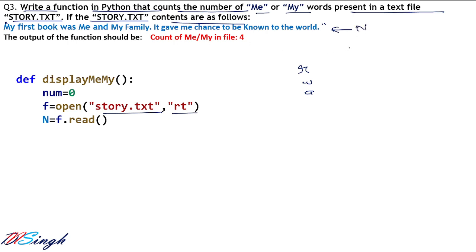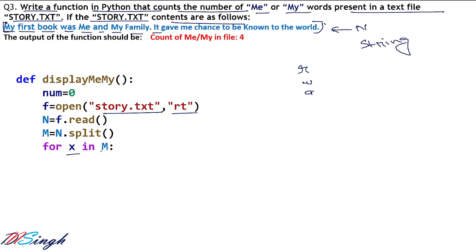And what is the type of n? It is string, because what is the return type of read? It is string. Next is m equal to n dot split. So it is going to split this string on the basis of space and make a list of it. So we have made a list of it, and this list will contain elements as words from this particular string.